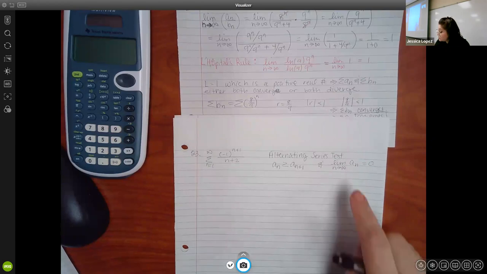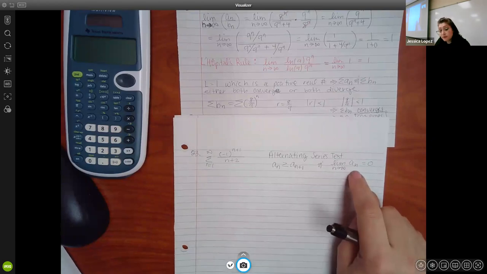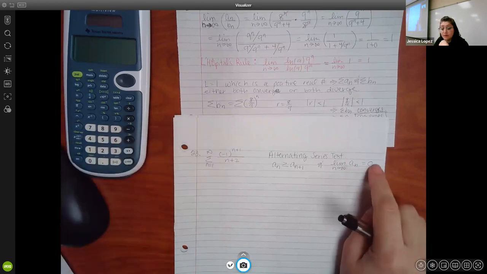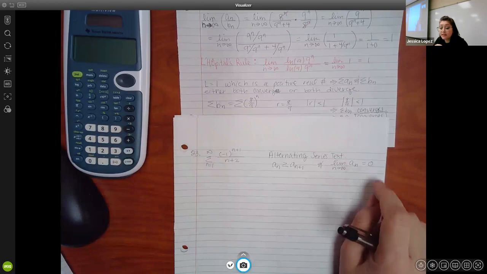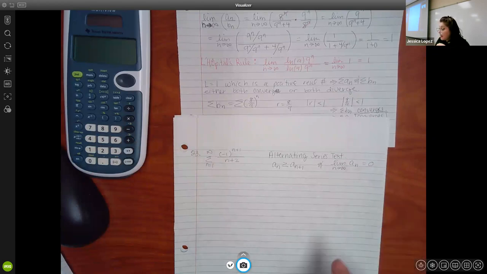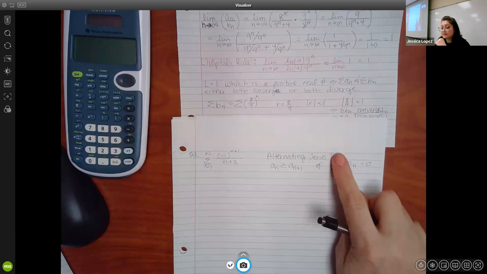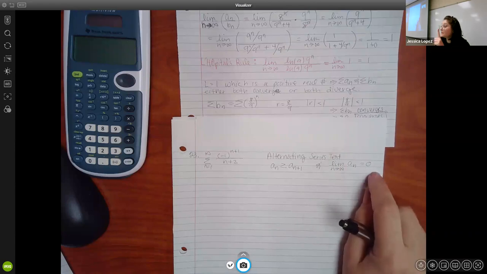But I'll be honest with you, if you do this and you do not get zero, that would be your clue. The nth term test says if I take the limit of this nth term and I don't get zero, it diverges. All you have to do is say that. I did the limit, it's not zero, and the nth term test tells me that it diverges, right? What you can't say is that this does not equal zero and the alternating series test says that it diverges, because that's not what the alternating series test tells you. Only the nth term test tells you that.